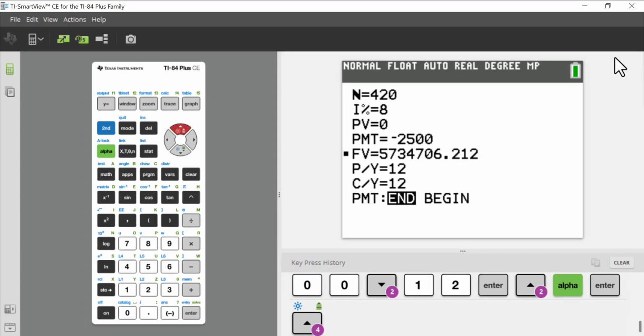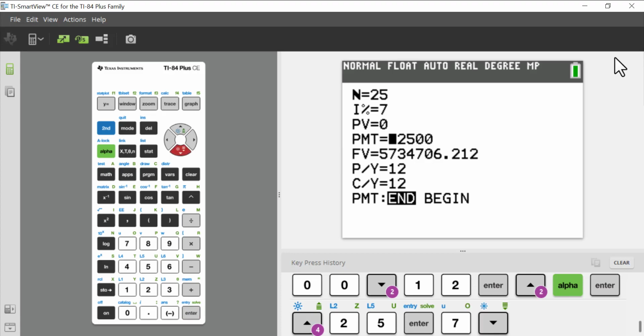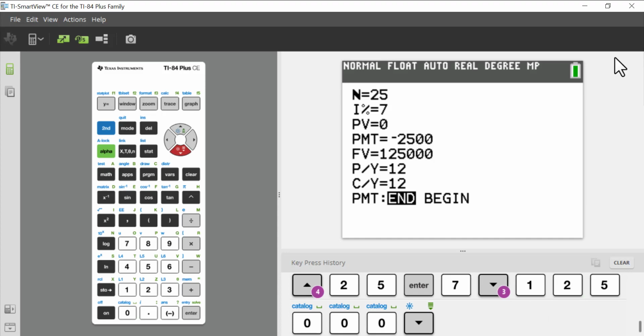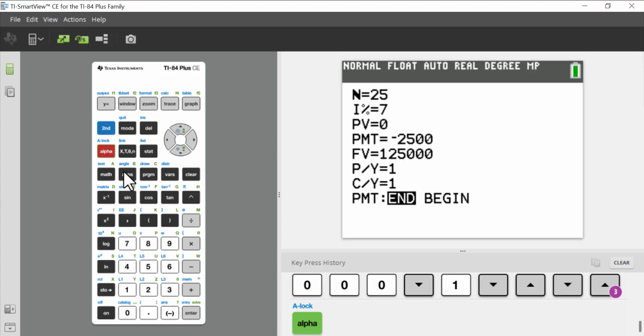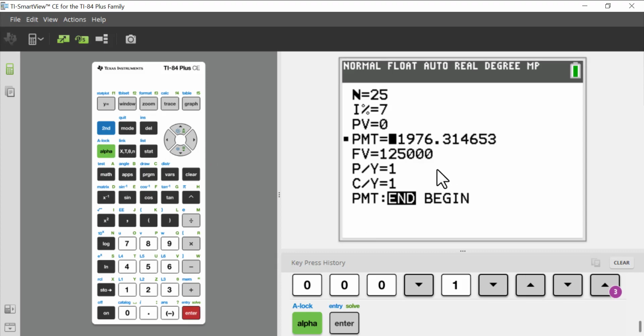So N is 25, 7%. Payment I don't know, so I'm just going to leave that alone. Future value, I want it to grow to 125,000, and it's compounded annually, so I set that to be 1. And then this is what I want to calculate. So I go here and then hit solve. I can delete this or type 0 or type anything, but this number was from the old problem. While the cursor is here, if I go alpha and solve, then there's my payment.